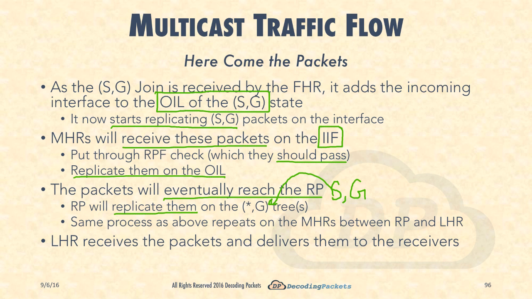And now, because the packets are now traveling down the star,G tree, that same process as above, take the packet on the IIF, replicate them on the OIL, can happen on the middle hop routers that are sitting between the RP and the LHR. So really the star,G tree is also replicating these packets now. Finally, we have accomplished our mission. The LHR receives these packets and now it can really deliver them to the recipients. So that was our whole purpose, and we seem to have satisfied it.